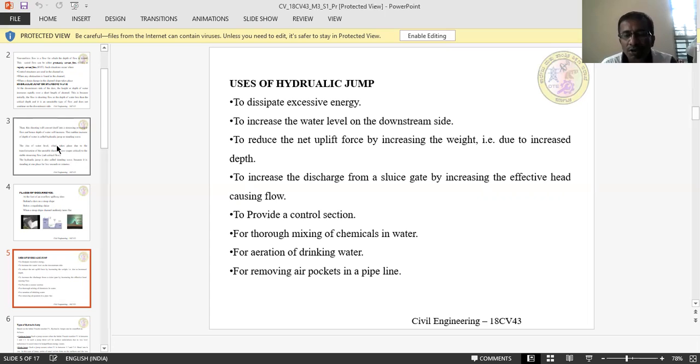Once a hydraulic jump occurs, automatically eddy turbulence will be created. By that, the mixing will take place to the maximum extent. For aeration of drinking water: aeration is a process in which you bring the water into contact with the atmosphere. By that, it is possible to remove some of the contaminants present in the water. For removing air pockets in a pipeline, if there are any air pockets present, then by using the hydraulic jump it is possible to reduce or remove the air pockets present in the pipeline.